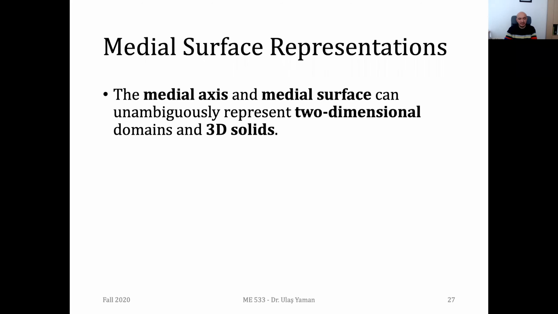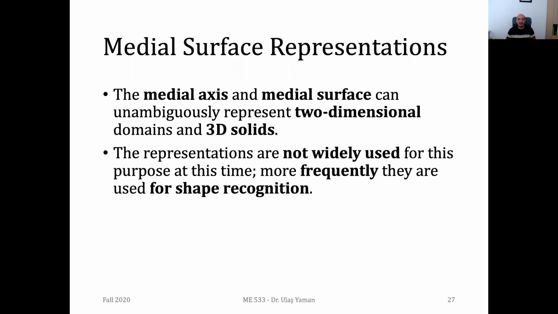Now we will jump to a bit different topic. It's again a kind of a representation method, but not very similar to the previous one. The four we actually covered in the first and in this second lecture. This is called medial surface representations. In this representation, we have a medial axis at the center, and you need to also give some extra information to this medial axis so that with the help of the axis and other extra information, you can represent these surfaces. It can be used on two-dimensional surfaces, but these days we also make use of it in 3D solids. It's not frequently used these days, but people are trying to find ways to use such medial surface representations in geometric problems.